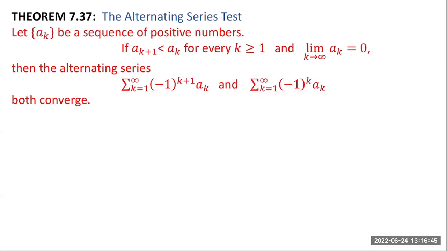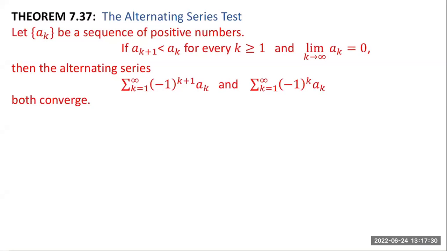That's the conclusion. If you look at the hypothesis or the conditions in this theorem, does this remind you of something? The first condition, a_(k+1) is less than a_k for all k greater than or equal to 1. What does that tell us? That means a_k is a decreasing sequence of positive real numbers. If a_k is a decreasing sequence of positive real numbers with the limit as k approaches infinity of a_k equal to 0, then the conclusion is both of these alternating series are convergent. Both summations exist as a real number. That's what the theorem tells us.